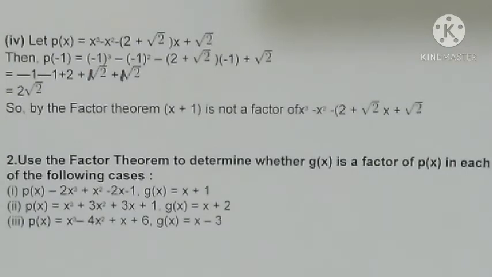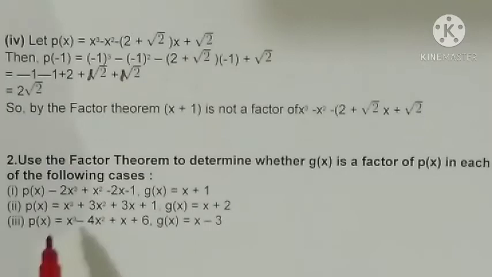Use the factor theorem to determine whether g of x is a factor of p of x in each of the following cases. So what is the question now? P of x equal to minus 2x cube plus x square minus 2x minus 1. Now what is g of x? G of x equal to x plus 1. What is the meaning of the question? We have to check whether x plus 1 is a factor of the given p of x.